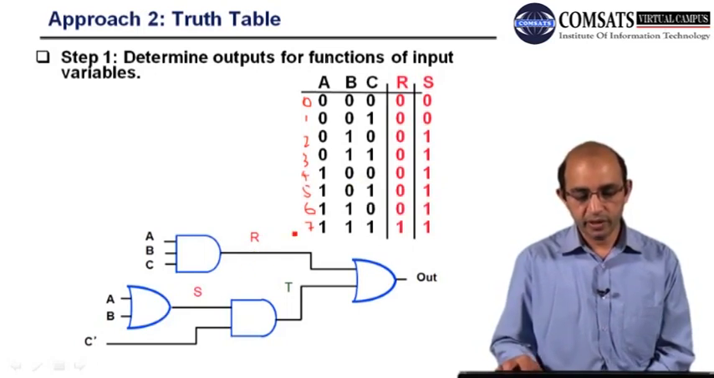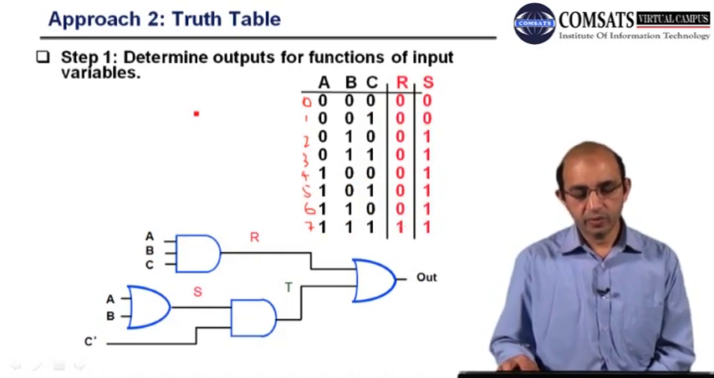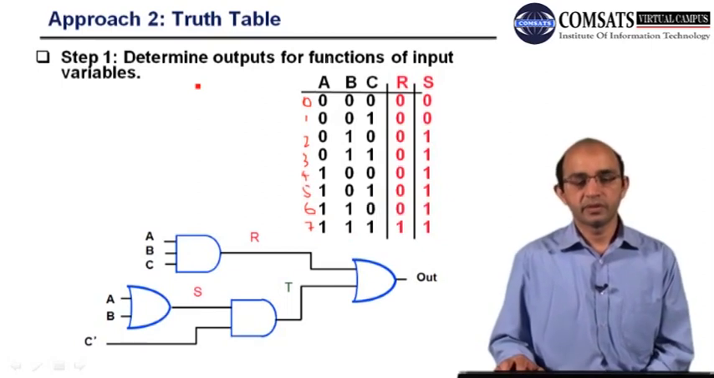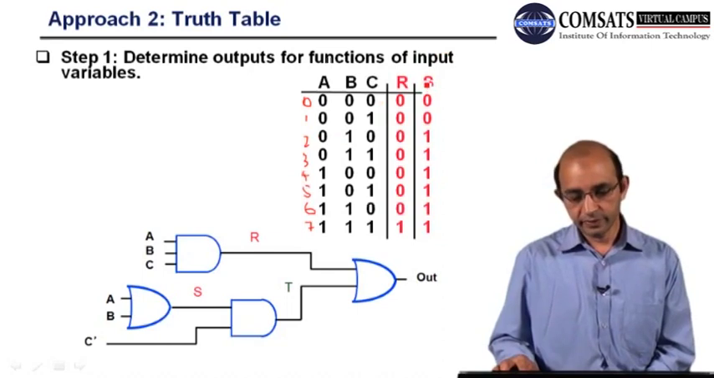If you talk about R, you can see that this is the AND operation between A, B, C. So we'll have only one 1 over here, because the truth table tells us that when all the inputs are high, we get a high. And then we have to compute S.